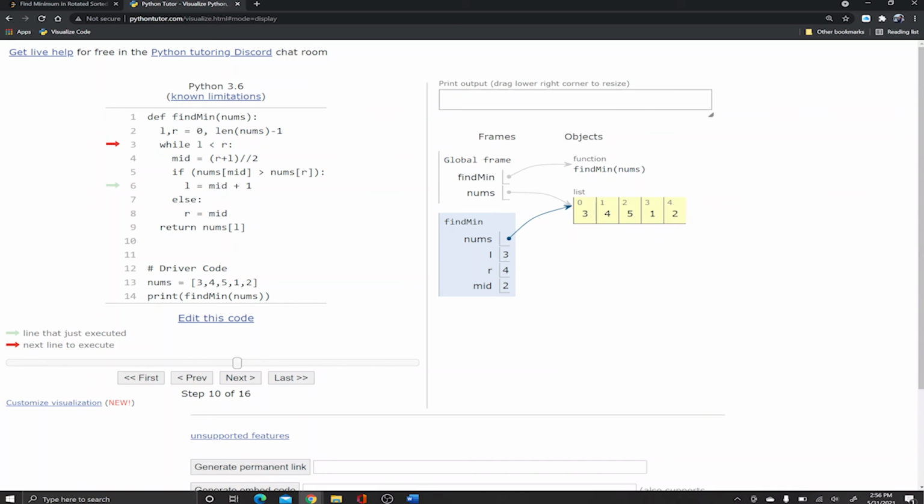Now we're going to calculate our mid. Our mid is going to be 3 plus 4, 7, floor divided by 2. 7 floor divided by 2 is just 3, so our mid is going to be equal to our L. In this case it's not greater, so we're just going to skip and return L. So we're going to return nums of L.